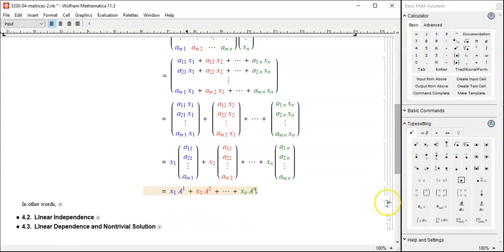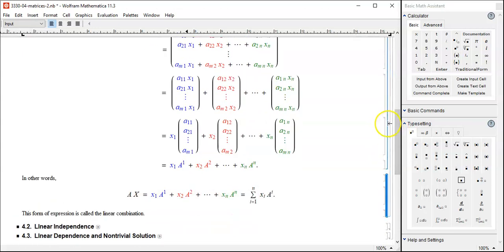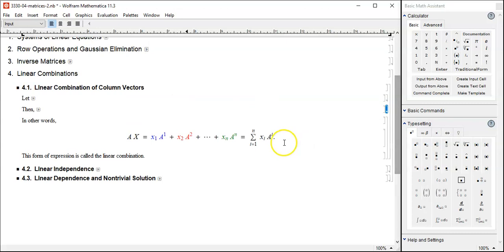Here is a summary version of it. So Ax is equal to x1a1 plus x2a2 plus all the way up to plus xnan. And if you use summation notation with sigma, you can express it in even simpler form like this. And this kind of expression is called the linear combination, the title of this subsection.